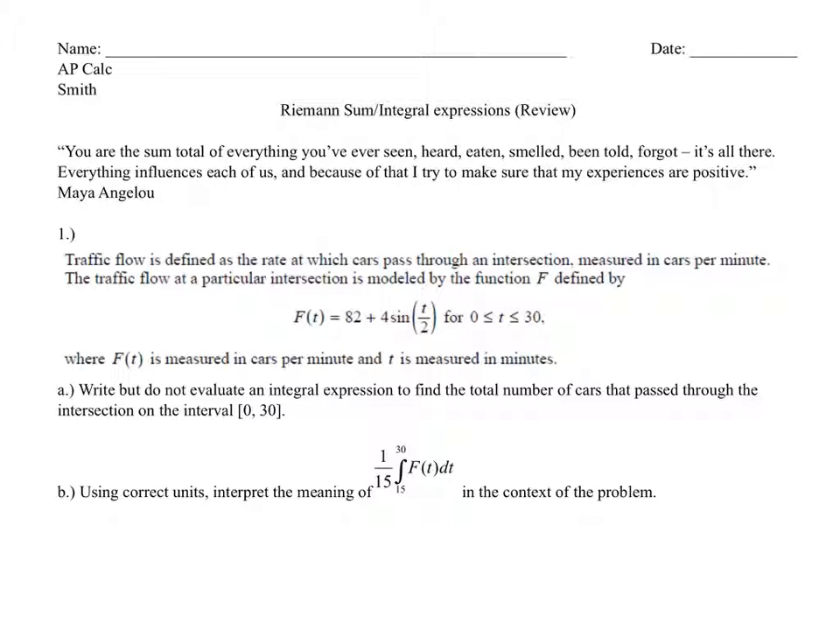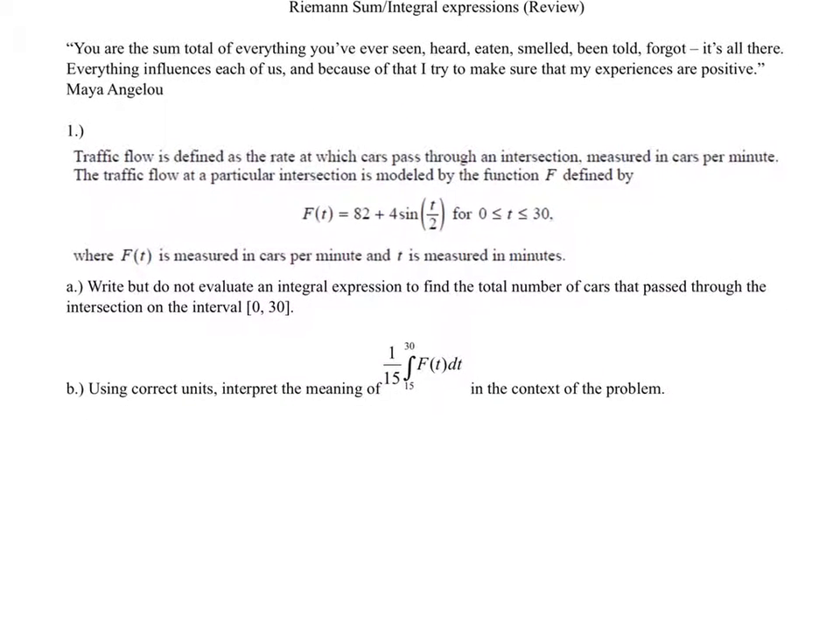So this function f is modeling the traffic flow, and so I want to write an integral expression to find the total number of cars. And since I have the rate at which cars are going through this intersection, if I want to write that integral expression, I can take the definite integral from 0 to 30 of f of t dt. And we can leave it just like that. Since f was defined in the problem, we can just write f.